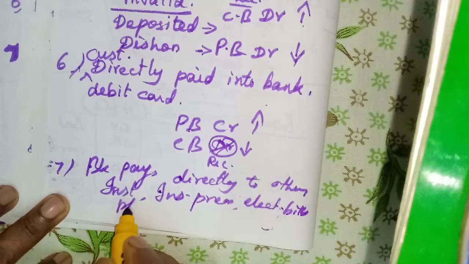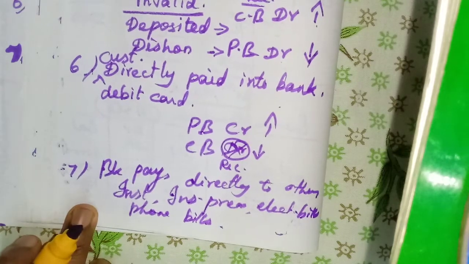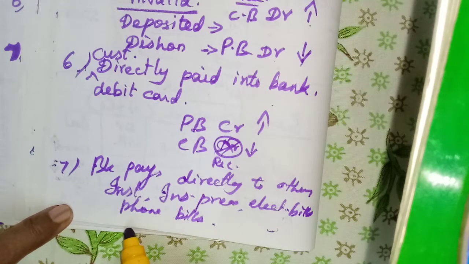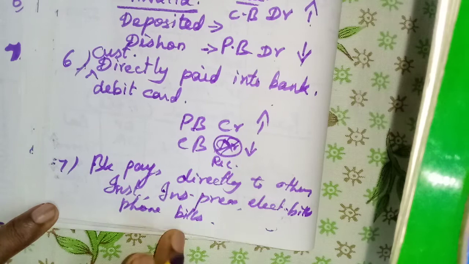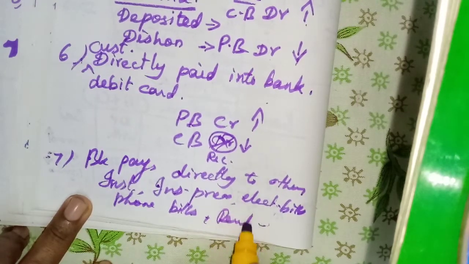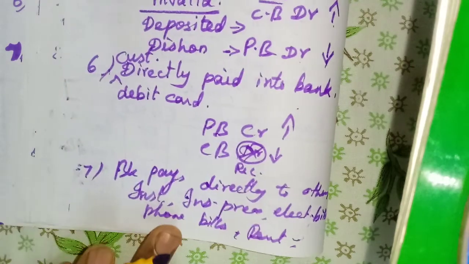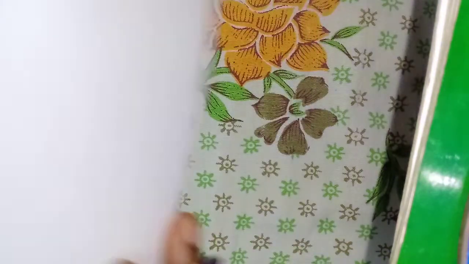phone bill, all these expenses of the customers. Installment of any loan if he has got, installment of loan or insurance premium or electricity bill, phone bill or any other bill, rent of the customer. Any expenses of the customers may be paid by the bank directly to them. So this one, the business may not know.